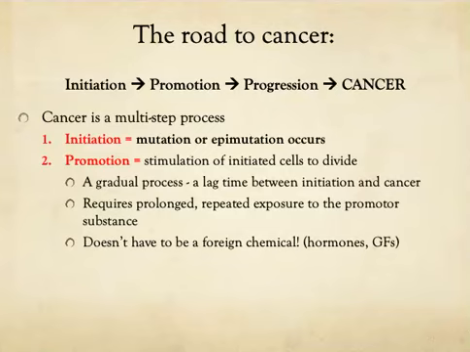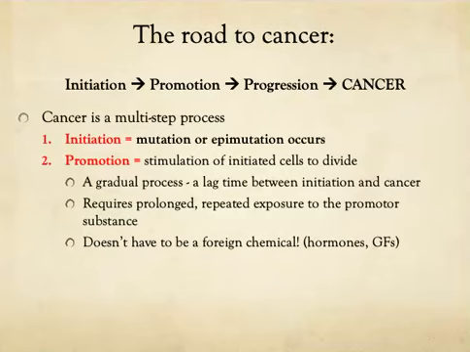So let's begin with initiation. A cell becomes initiated when it is mutated or epi-mutated in a particular way. So remember, mutation is a permanent change in the order of the bases in the DNA molecule, and an epimutation is a change in what's happening outside of the double helix that alters the expression of genes without changing the order of the bases.